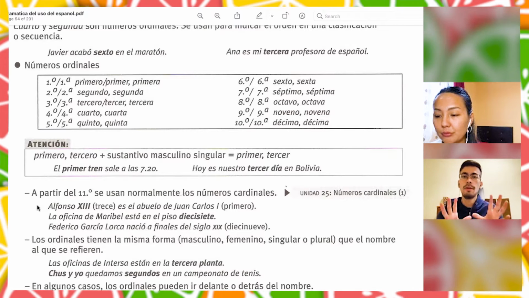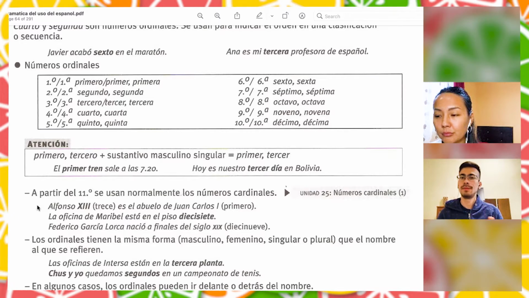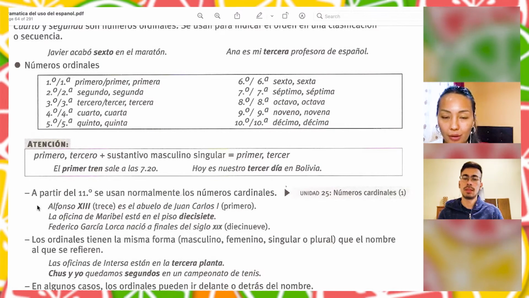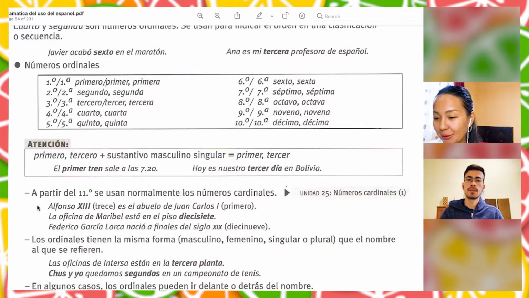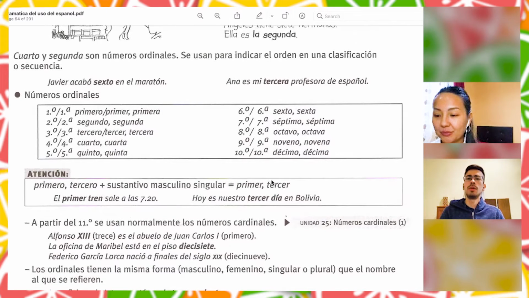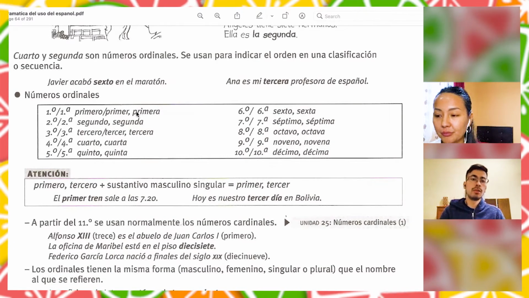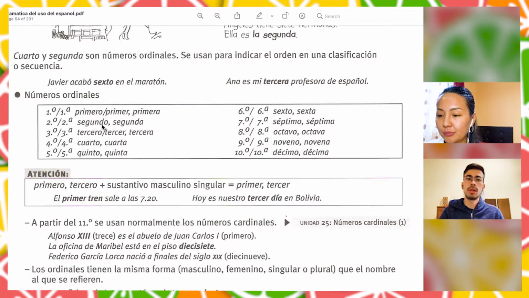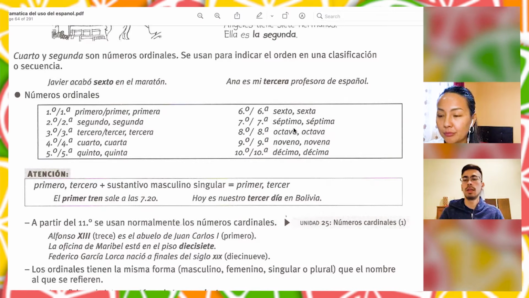Right? So after 10, we can use cardinal numbers. Understood? It's like, 11 we say. 12, 13. Easy, thank you. It makes our life much easier. Because otherwise you can continue saying décimo primero. It's like adding numbers, right? Décimo primero, décimo segundo, décimo tercero, décimo cuarto, décimo quinto, and so on.